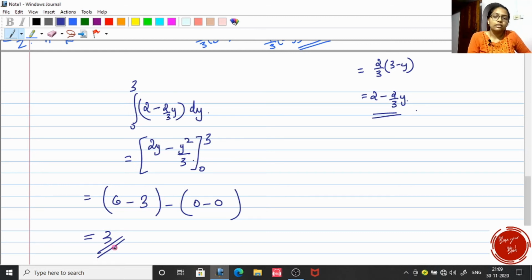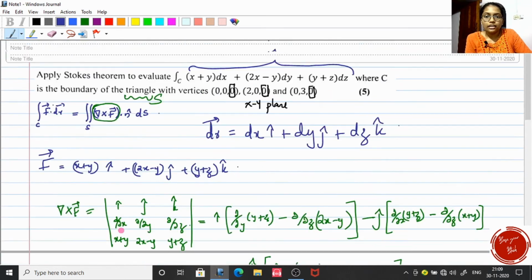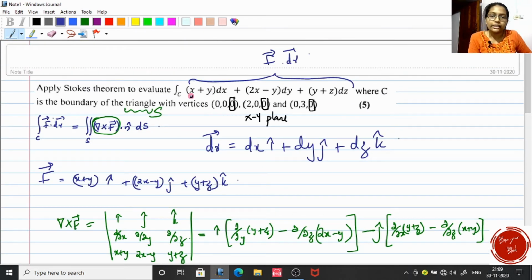So this is the answer for the single integral or line integral, x plus y dx plus 2x minus y dy plus y plus z, taken for the boundary of the triangle with vertices this one. Okay, this carries about 5 marks.